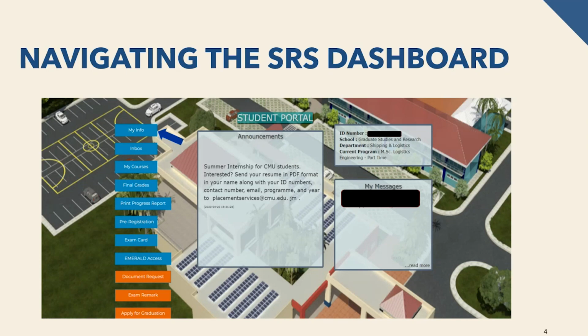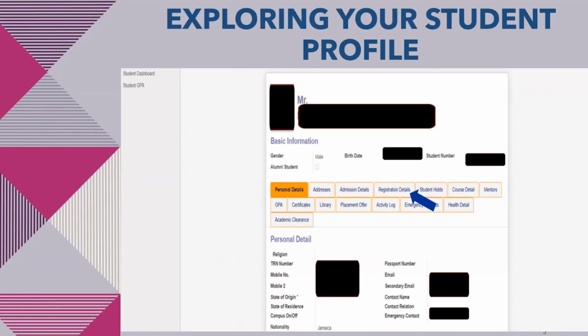Now, if you're going to explore your student profile, which means you want to access your information, personal details, your registration details, if you look on the screen, what you will see is a tab that shows all the available information on your student profile. And this is information that we would have gathered from you during the registration process.